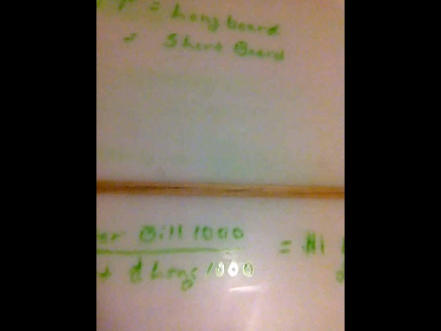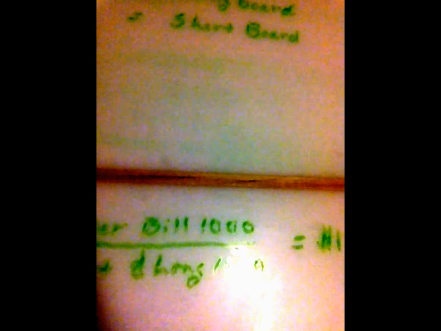Well, one way to do it is we could take the power bill of $1,000 and divide that into our total of 1,000 surfboards produced, which gives us a nice number of $1 of electricity used for every board produced.